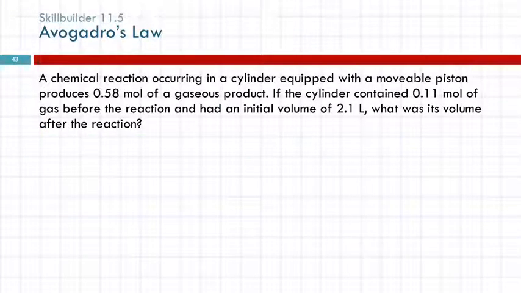Let's do another one. A chemical reaction occurring in a cylinder equipped with a movable piston produces 0.58 moles of a gaseous product. If the cylinder contained 0.11 moles of gas before the reaction and had an initial volume of 2.1 liters, what was its volume after the reaction?